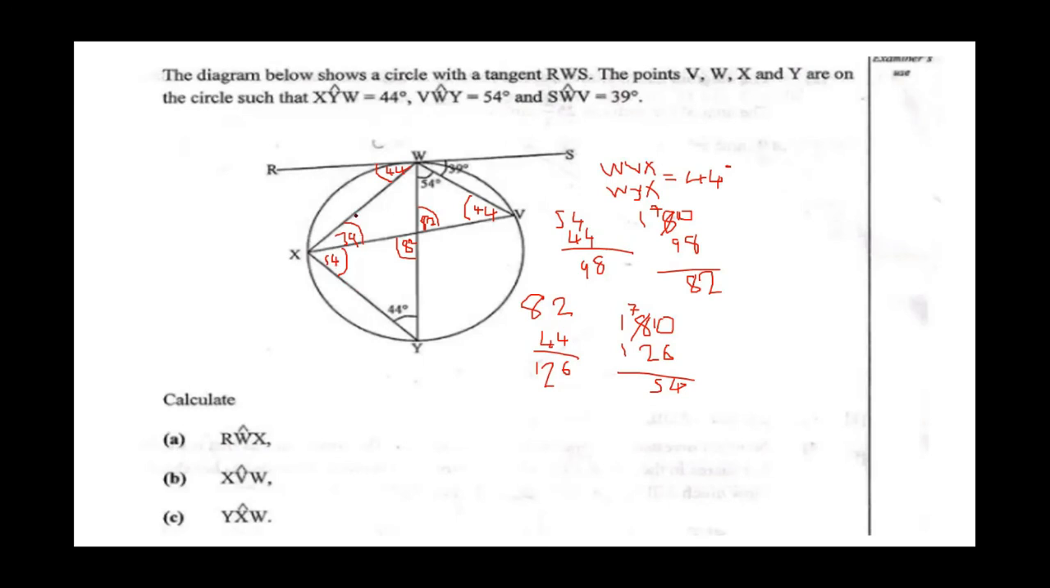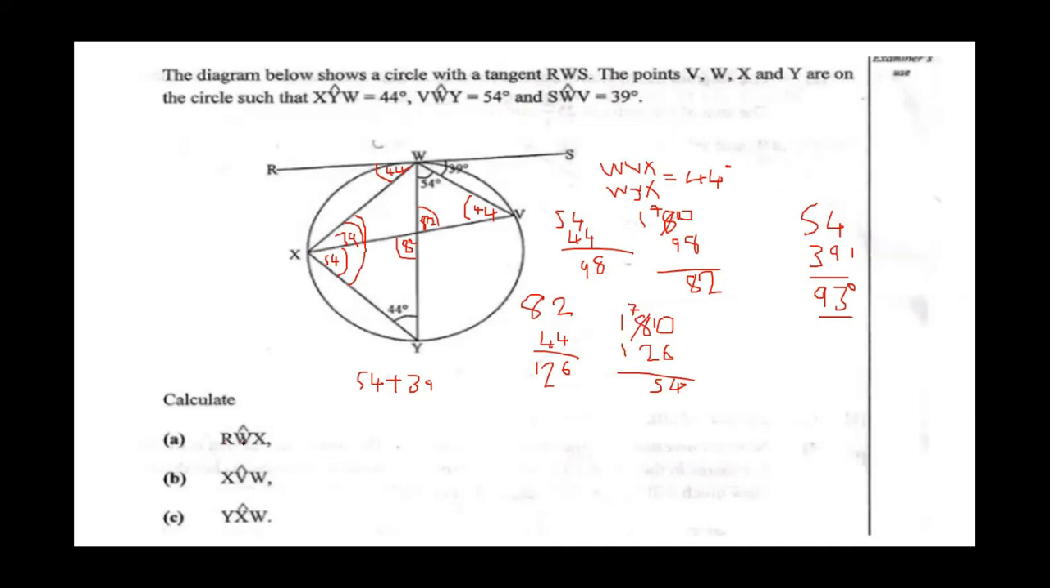So to find this entire angle here, we just have to add 54 plus 39. So here if we add, let me add it from here. 54 plus 39, we have 3 here, carry 1, then 5 plus 3 is 8, so we have 93 degrees. Okay, so we have answered this question.